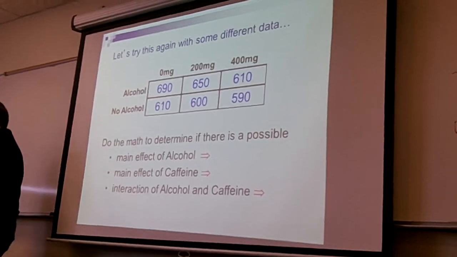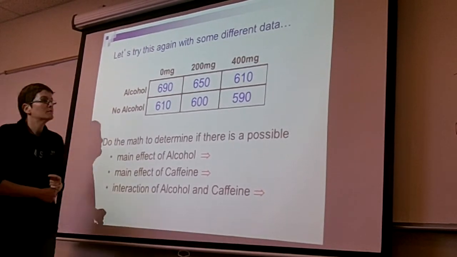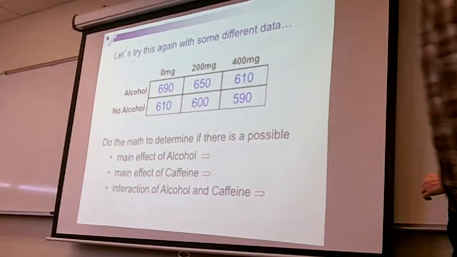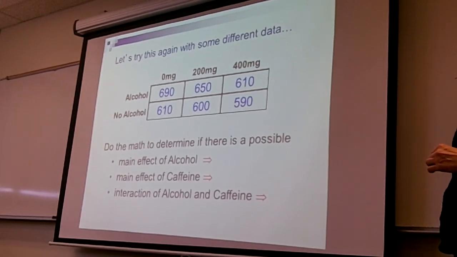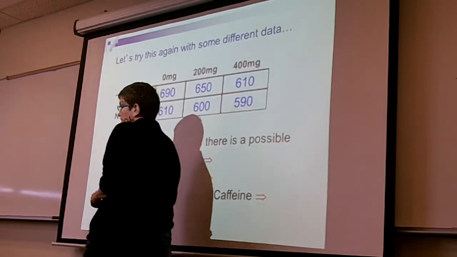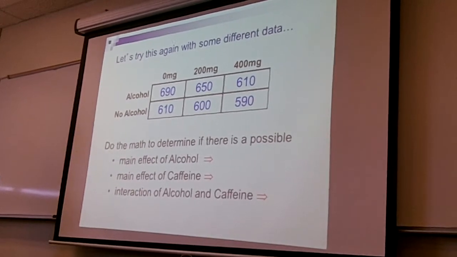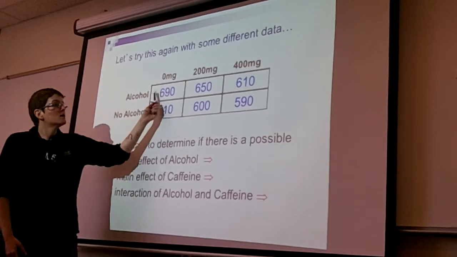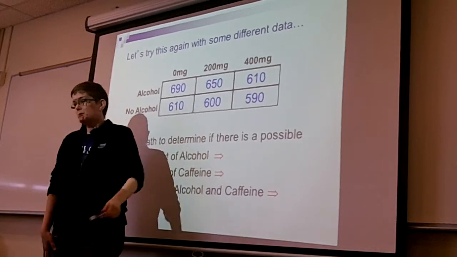So here's some different data. I would like you now to try. First thing I want you to try is to figure out whether we have a main effect of alcohol. So what I want you to do is the math for the main effect of alcohol. That means you need to calculate a grand average for alcohol and a grand average for no alcohol. So go ahead and do that.